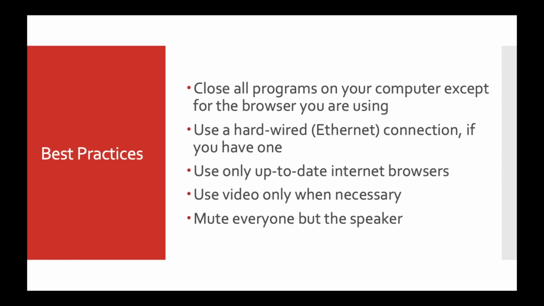On the technical side of things, there are a couple of other best practices to take into consideration. For instance, be sure that you close all the programs on your computer except for the browser you are using. The recommended browser for Collaborate Ultra is Chrome. Use a hardwired connection if you have one. Use only up-to-date browsers. If you do find yourself having some problems with jittery video, remind folks to use video only when necessary. You don't have to have your camera on all the time.